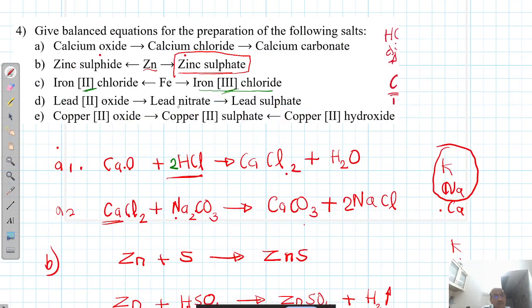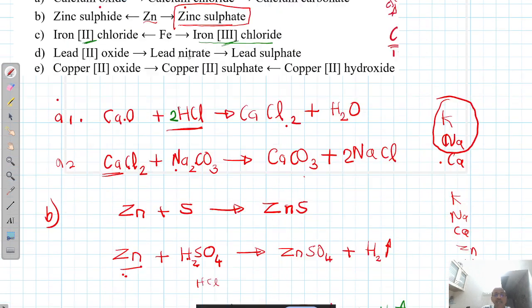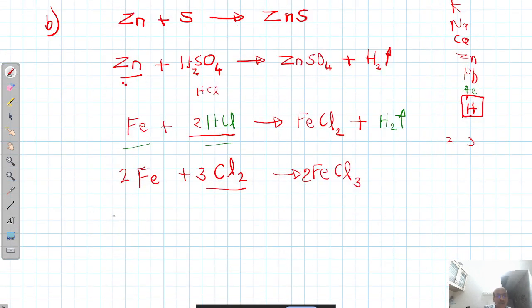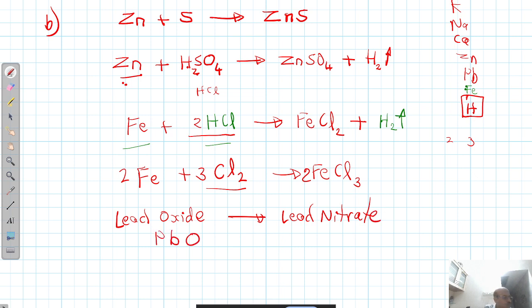Okay, similarly, from lead oxide you have to make lead nitrate. So this is lead oxide to lead nitrate. What is lead oxide? Lead oxide is nothing but PbO. What is lead nitrate?